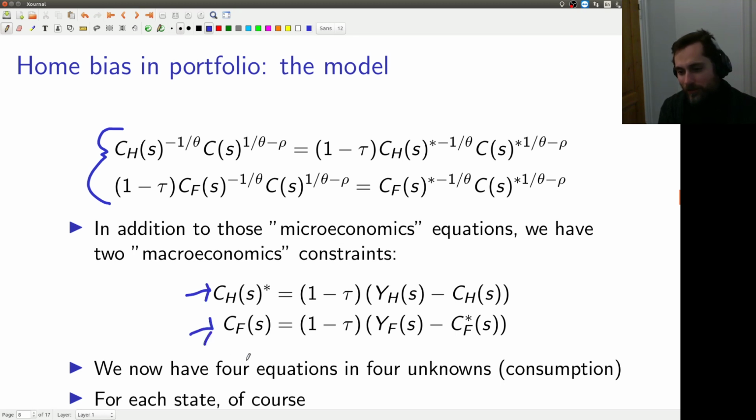And we have a similar constraint for the foreign good. So we have four equations and four unknowns. If you tell me the parameters here, and you tell me the trade costs, and then also of course state by state, so you have to tell me what the two endowments were in this particular state, I can tell you exactly how much will be consumed in each country. So I've got a CF, a CF star, a CH, a CH star. Looks like I probably should put these stars in a consistent place here, but oh well.